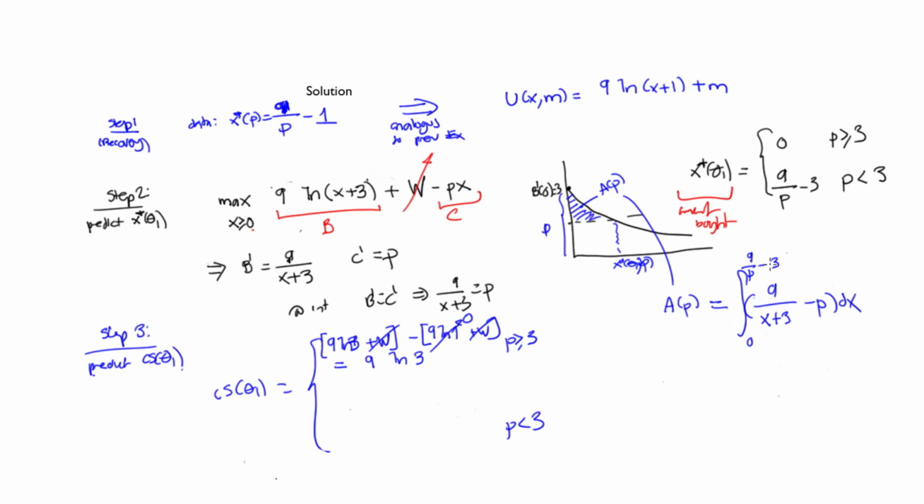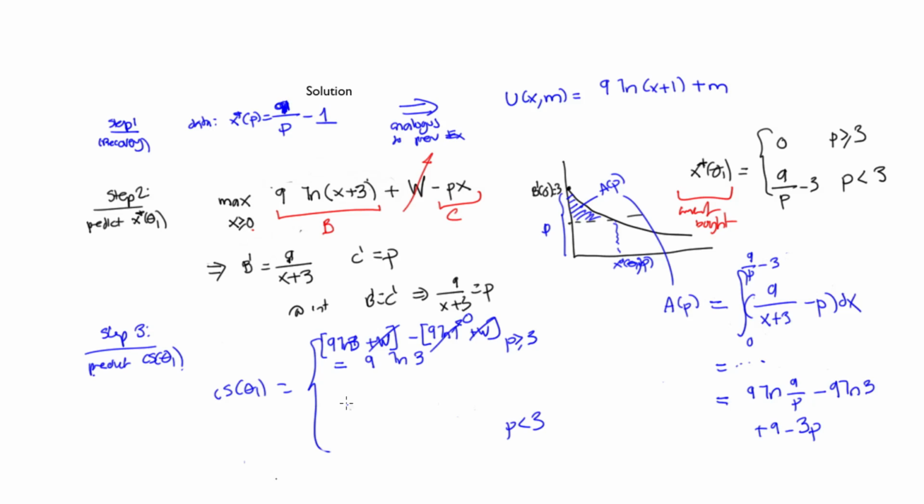Now this requires a little bit of grunging through the integral, but if you do that, you're going to get that this is equal to 9 times the log of 9 divided by p minus 9 logarithm of 3 plus 9 minus 3p. So what does the consumer surplus at theta 1 end up being?